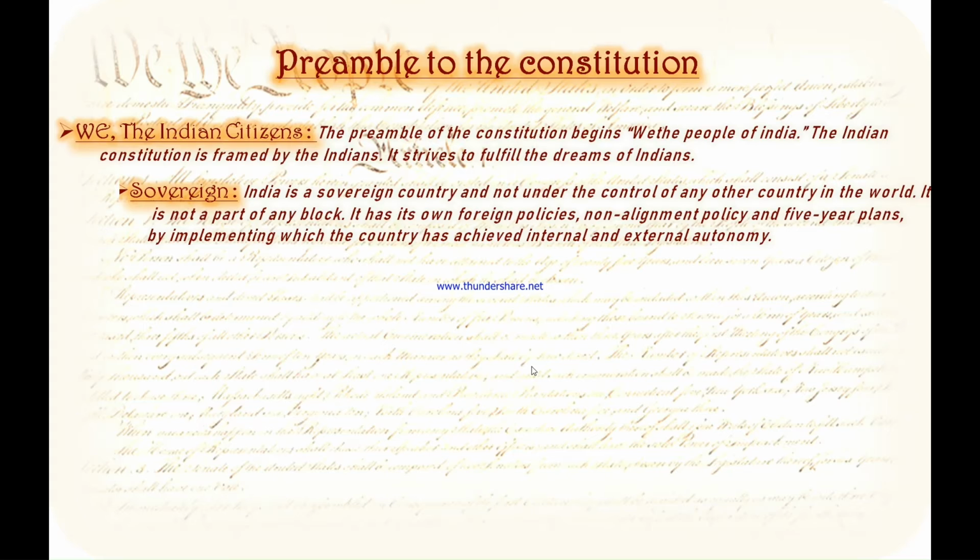India is a sovereign country and not under the control of any other country in the world. It is not a part of any bloc. It has its own foreign policies, non-alignment policies, and 5-year plans, by implementing which the country has achieved internal and external autonomy.